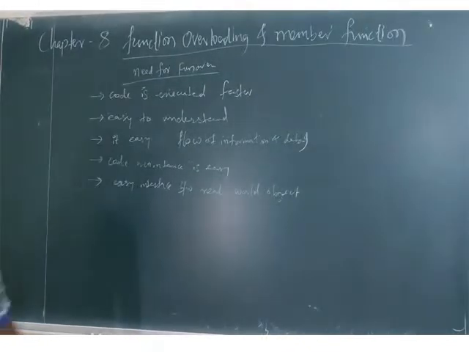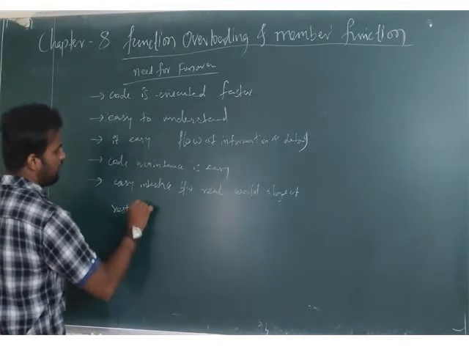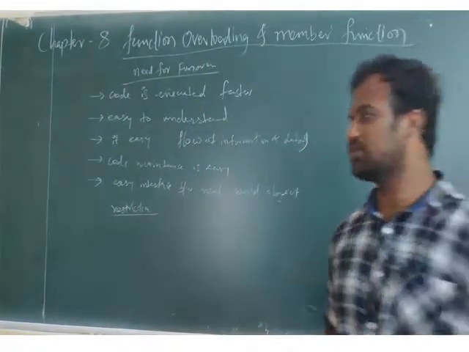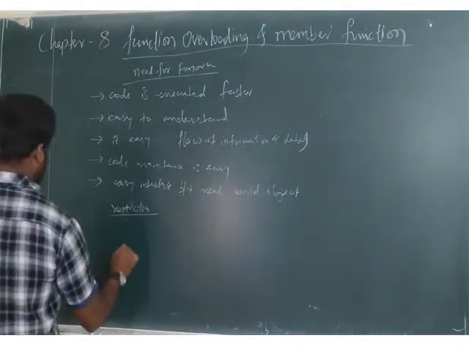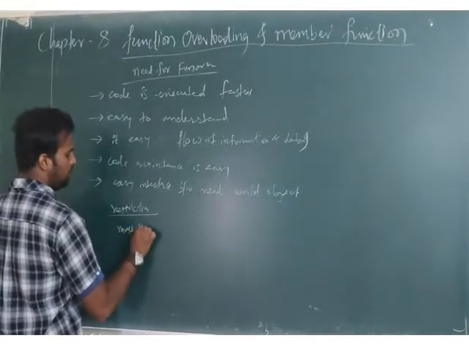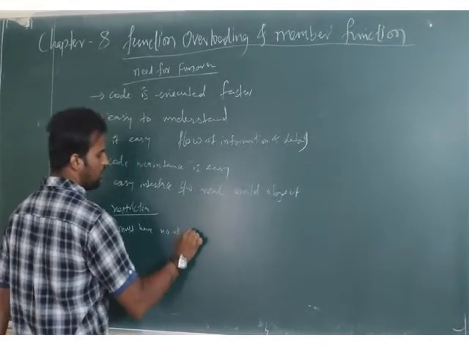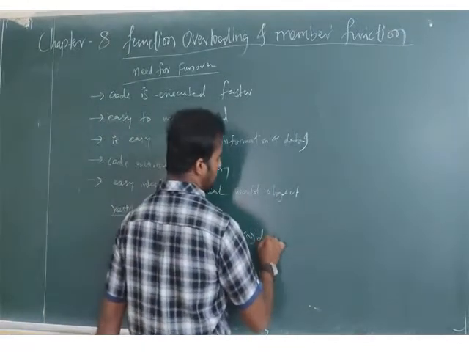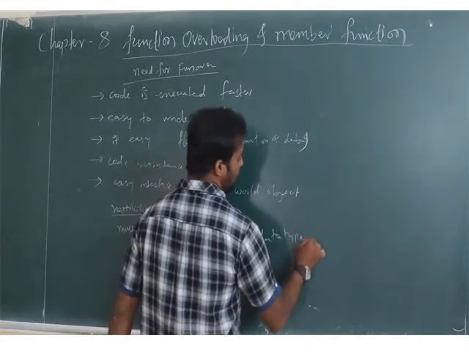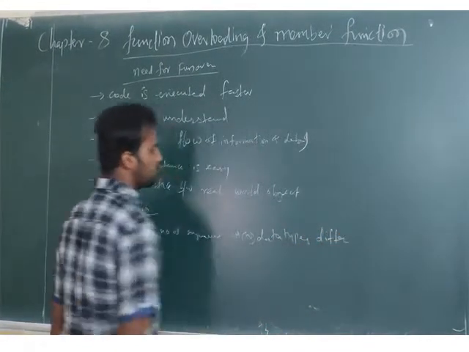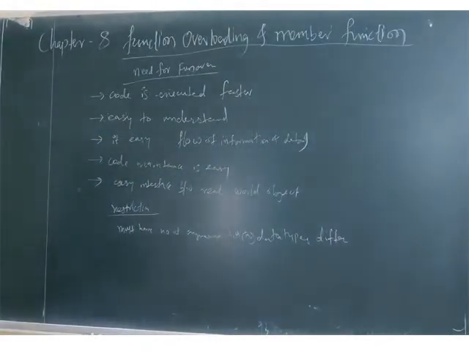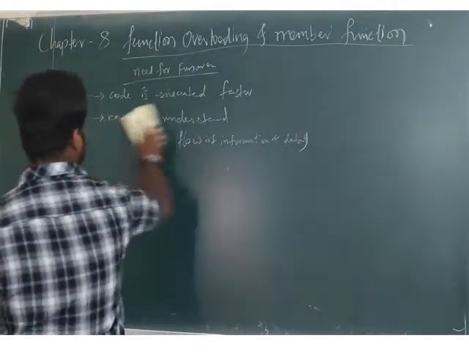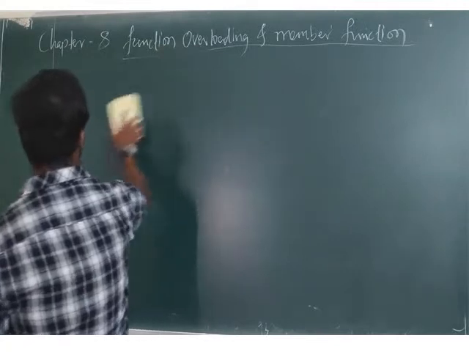And next is restriction. What do we mean by restriction? What we have to do so that we do not get an error. The only thing you should do is the number of arguments in the list should be different, or the data types should be different. Compulsorily it should have different data types or a different number of arguments. Okay, these are the things which we should follow.